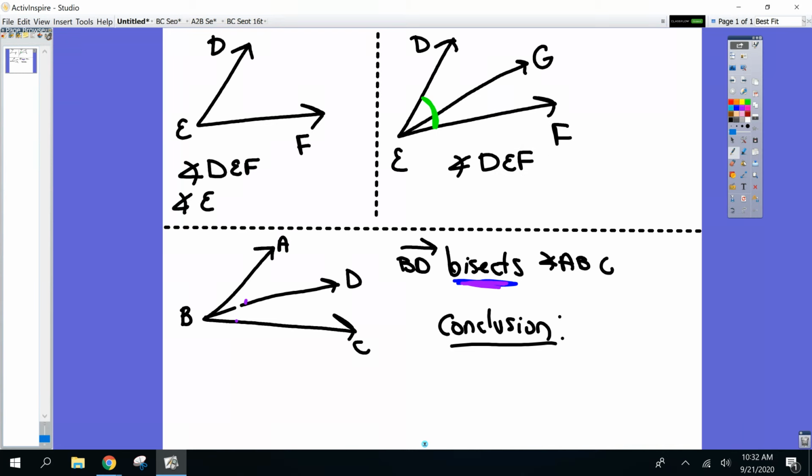Bottom line, you can never go wrong if you name an angle with 3 letters. You can get in trouble if you name it with just 1, like you saw here in this example.